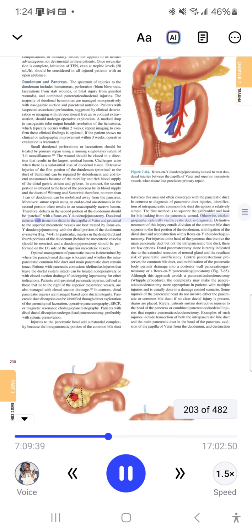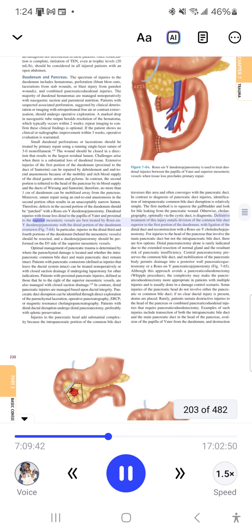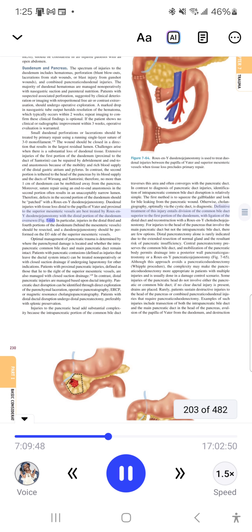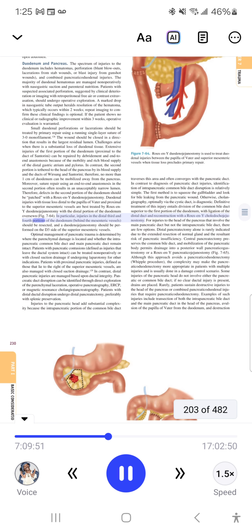Injuries with tissue loss distal to the ampulla of Vater and proximal to the superior mesenteric vessels are best treated by Roux-en-Y duodenojejunostomy. In particular, injuries in the distal third and fourth portions of the duodenum behind the mesenteric vessels should be resected, and a duodenojejunostomy should be performed.